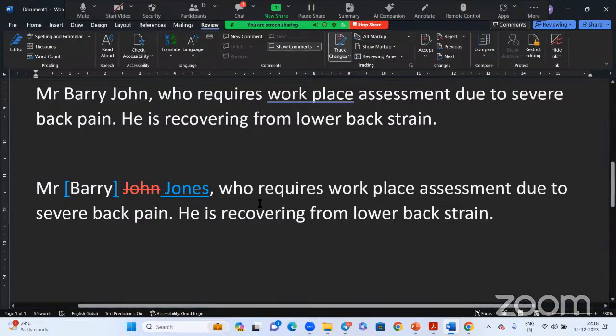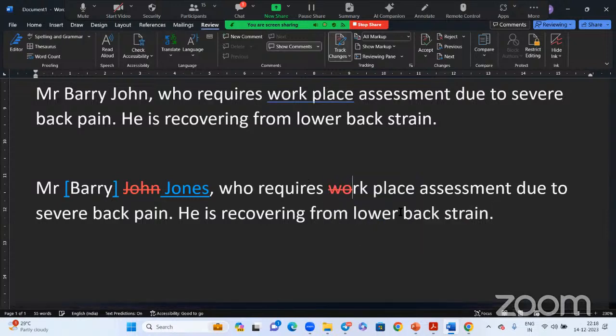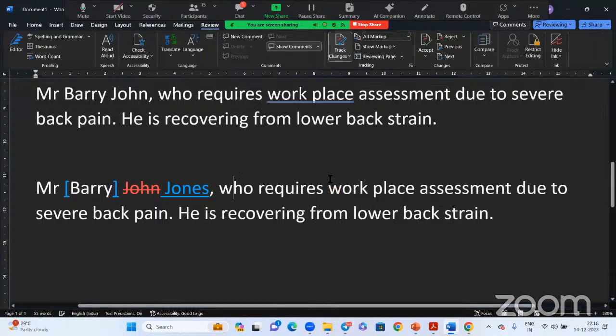The next one. Mr. Barry Jones, who requires workplace assessment due to severe back pain. He is recovering from lower back strain. Actually, you have messed up. Workplace is not right. Okay, then what is right? Let us see how you are supposed to do it.